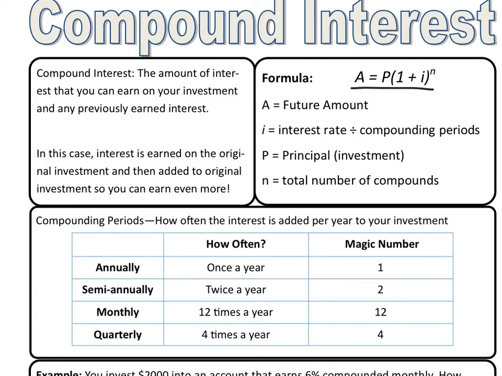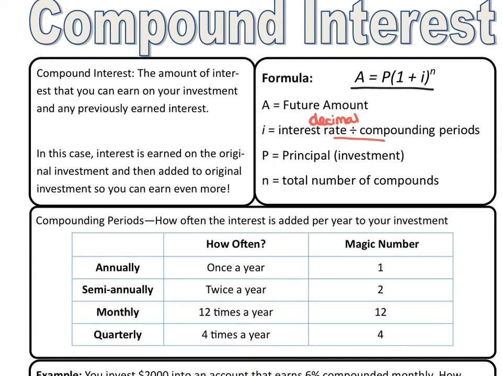i is your interest rate. We're going to put that into decimal form, just like in simple interest, divided by the compounding periods. We're going to talk about that in a little bit, but make sure that you do this, and I'm going to show you in the example that we need to do this as well.